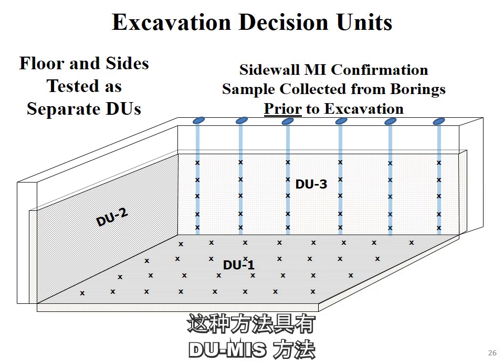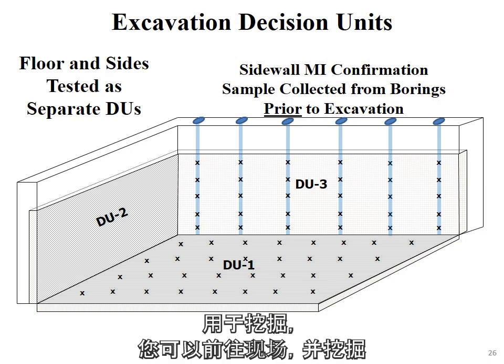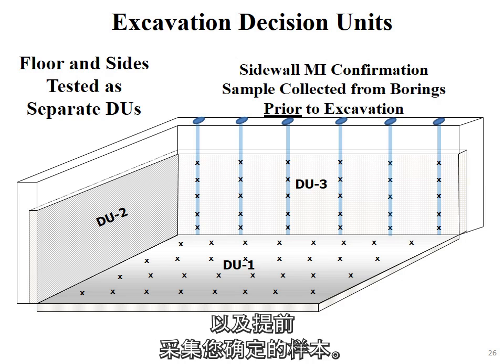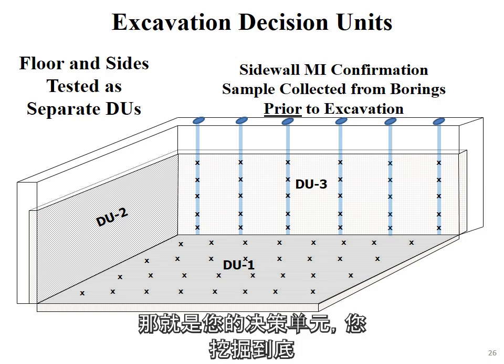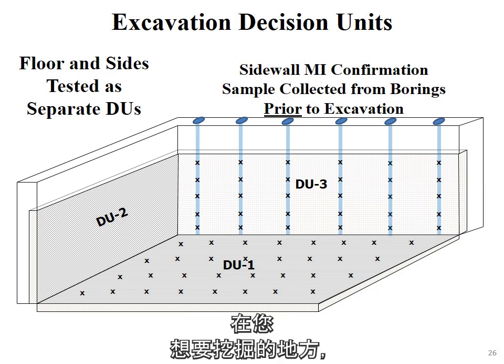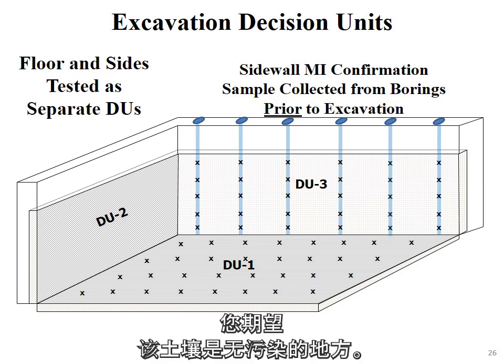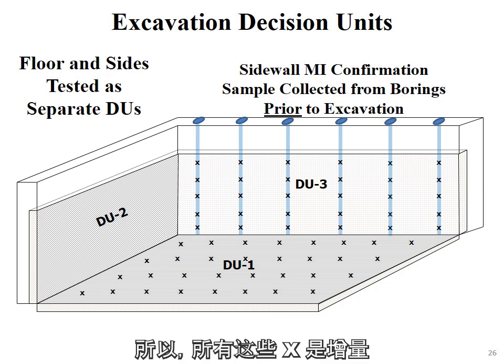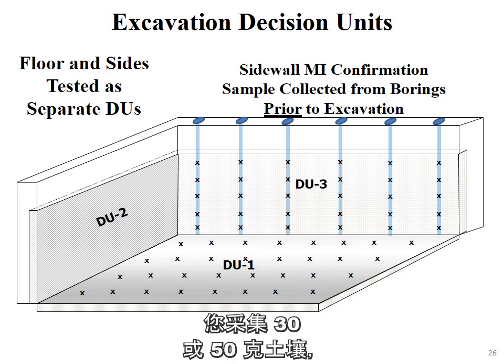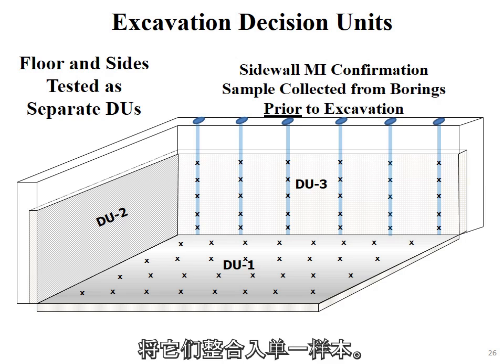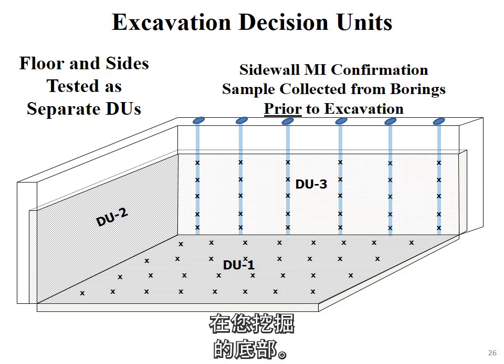The nice thing with the DUMIS approach is for the excavation, you can go in and drill and collect your confirmation samples ahead of time. So you designate an area for excavation, that's your DU. You drill down through that to the bottom floor of where you intend to excavate, and you're anticipating the soil will be clean. So all these X's are increments where you collect a single sample across the floor of the excavation. At each one of these cores, you would collect 30 or 50 grams of soil, combine that into a single sample. So now you have a confirmation sample at the bottom of your excavation before you excavate. You can do the same thing on the sidewalls.